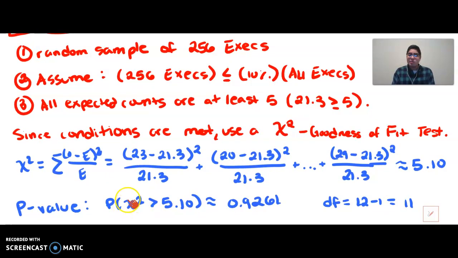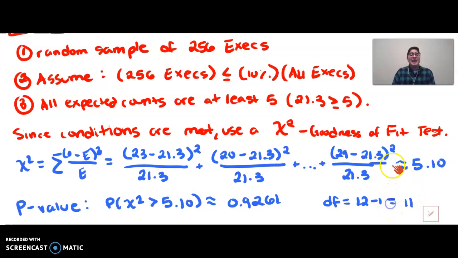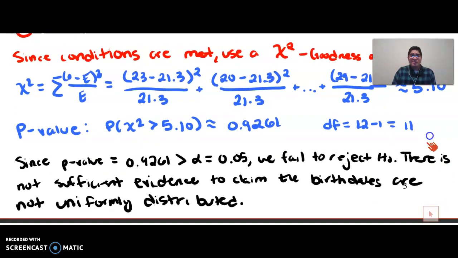In order to find my p-value, I say the probability that chi-square is greater than 5.10. I use my chi-square CDF function on my calculator. And here are my degrees of freedom. We had 12 categories. 12 minus 1 is 11. So a chi-square distribution with this test statistic and 11 degrees of freedom produces a p-value of 0.9261, a sufficiently large p-value here. So I'm going to go down here, and since my p-value of 0.9261 is greater than alpha at 0.05, we fail to reject the null hypothesis, meaning we do not have enough evidence to claim that the birth dates are not uniformly distributed.